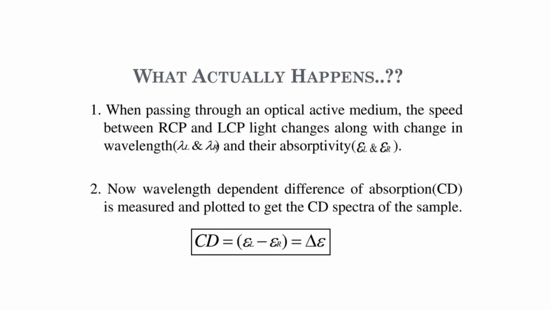So what actually happens here? When passing through an optically active medium, the speed of the RCP and LCP light changes, along with the change in their wavelengths and their absorptivity. The wavelength dependent difference of absorption is measured and plotted to get the circular dichroism spectra of the sample. So CD is measured by the difference between the absorptivity of LCP and RCP, so it's delta epsilon.